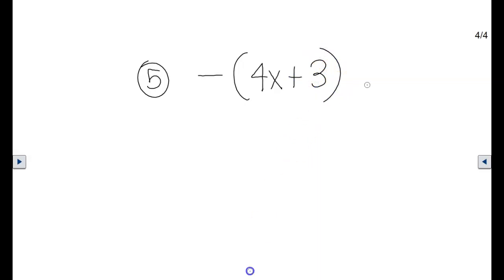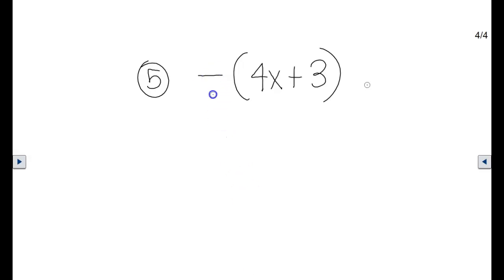Now, when you look at this one, your first reaction might be, well, she wrote that down wrong because she didn't put a number outside of her parentheses. All she put was that negative sign. I didn't make a mistake. This is the way I intended to write this problem.